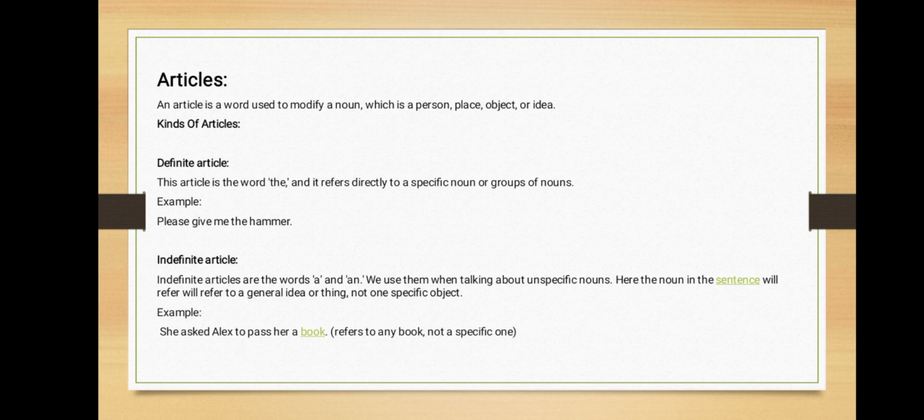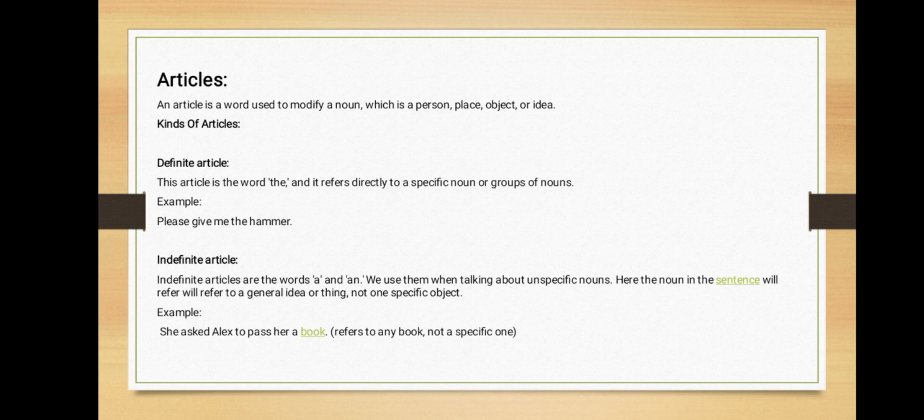What is an article? An article is a word used to modify a noun, which is a person, place, object, or idea. Technically, an article is an adjective, which is any word that modifies a noun. Usually, adjectives modify nouns through description, but articles are used instead to point out or refer to a noun. There are two kinds of articles: definite article and indefinite article.